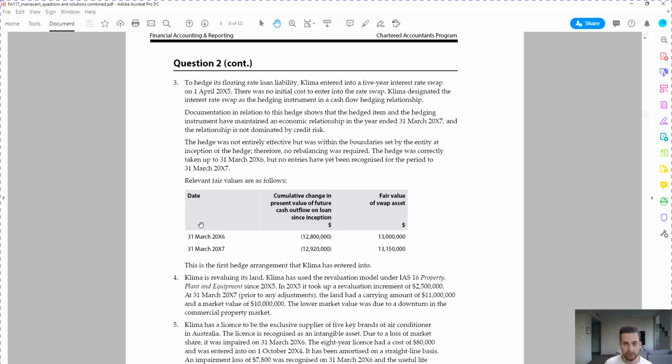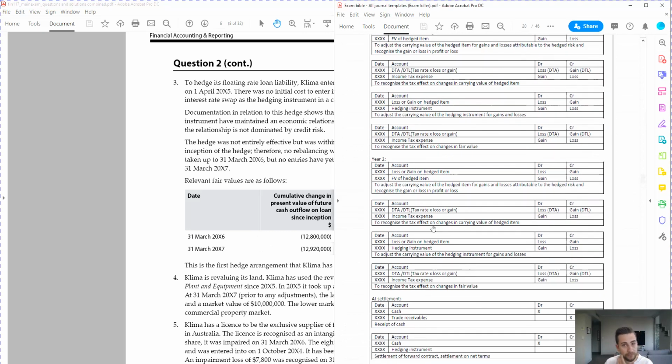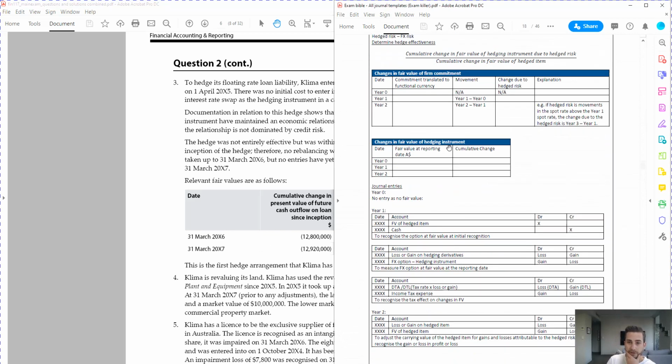So basically the approach for this is, number 1, figure out what type of hedge it is, because there are a few different types of hedges. Number 2 is pull up the exam Bible journals and use the appropriate journals, depending on whether it's a cash flow hedge or a fair value hedge, and so forth.